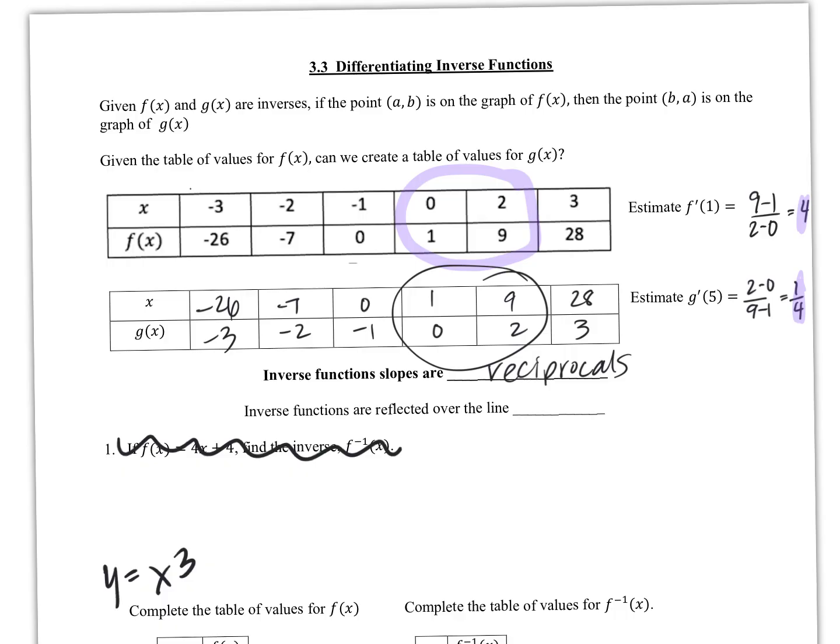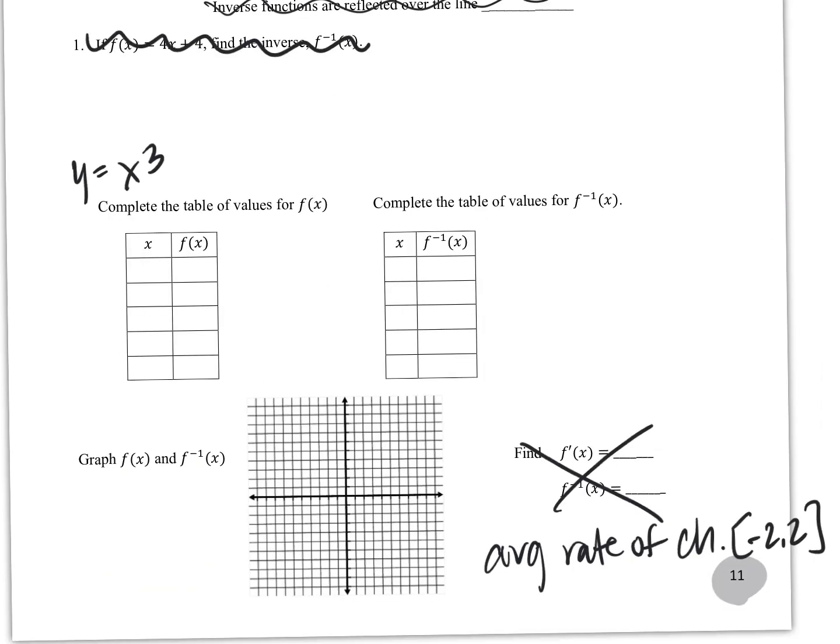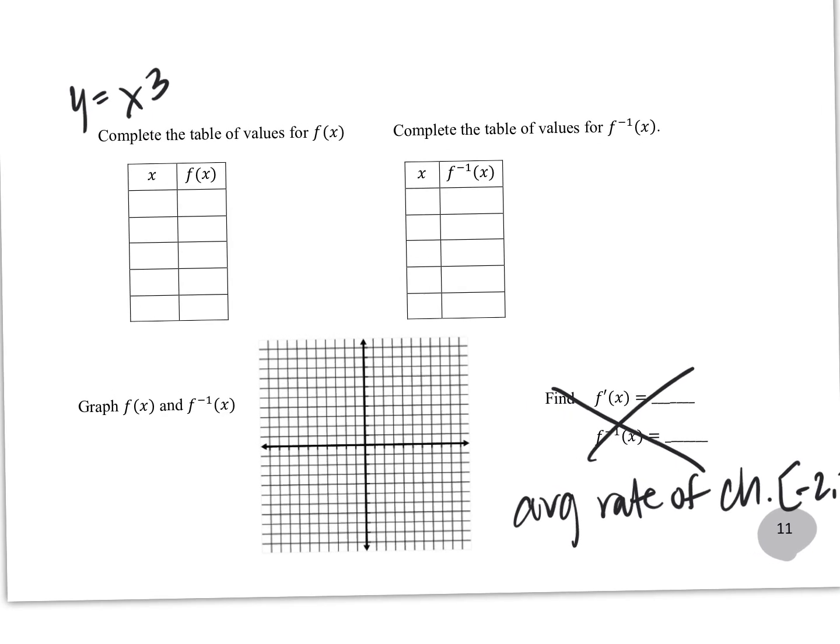Here are the things I want you to cross out. We're going to skip that part and go down here. I want you to write that our function is x cubed. Let's go plot some points. I'm going to start with our x's: -2, -1, 0, 1, and 2.